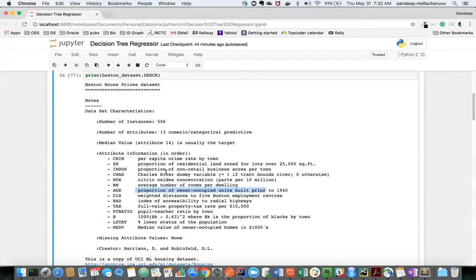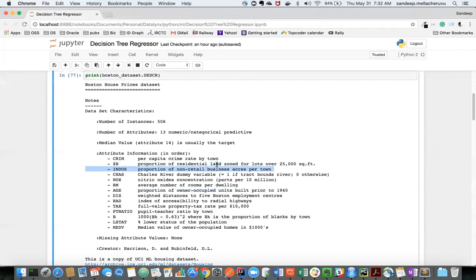And you need to understand the economic aspects of the locality where you want to buy the house. For example, this is one of the economic or financial aspects: the proportion of residential land in that region. What is the proportion of non-retail business? This is another kind of information that you need to know.